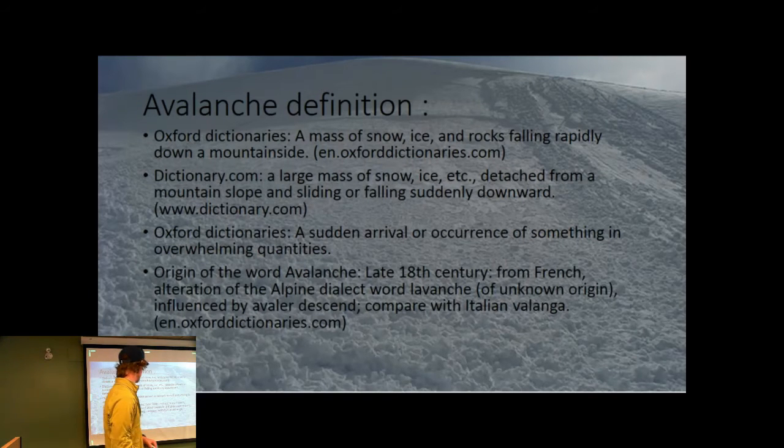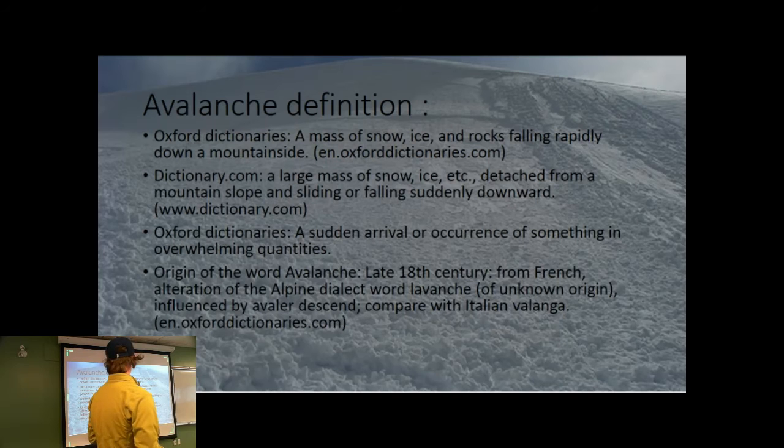All right, so an avalanche, according to the Oxford Dictionary, is a mass of snow, ice, or rock falling rapidly down a mountainside. Obviously, we'll touch here on snow avalanches, even though they all fall into this definition. Dictionary.com agrees, and it also means the sudden arrival or occurrence of something in overwhelming quantities, so you can have an avalanche of email. That's not what we'll talk about. And it's a French word. I had to point it out.